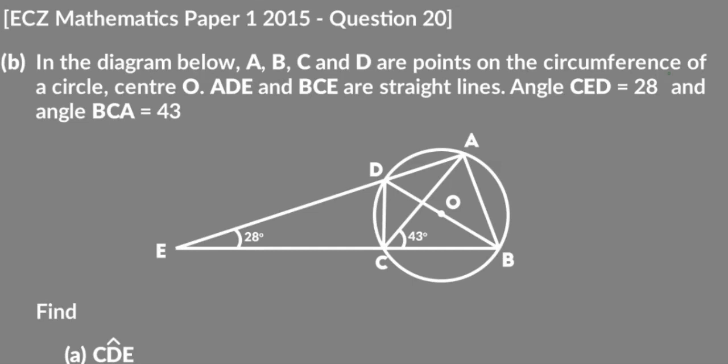The next question is the Mathematics Paper 1 2015 question 20. Part B was on circle geometry. In the diagram below, A, B, C, and D are points on the circumference of a circle, center O. ADE and BCE are straight lines. Angle CED is equal to 21 degrees and angle BCA is equal to 43 degrees. The first question is asking us to find the angle CDE.